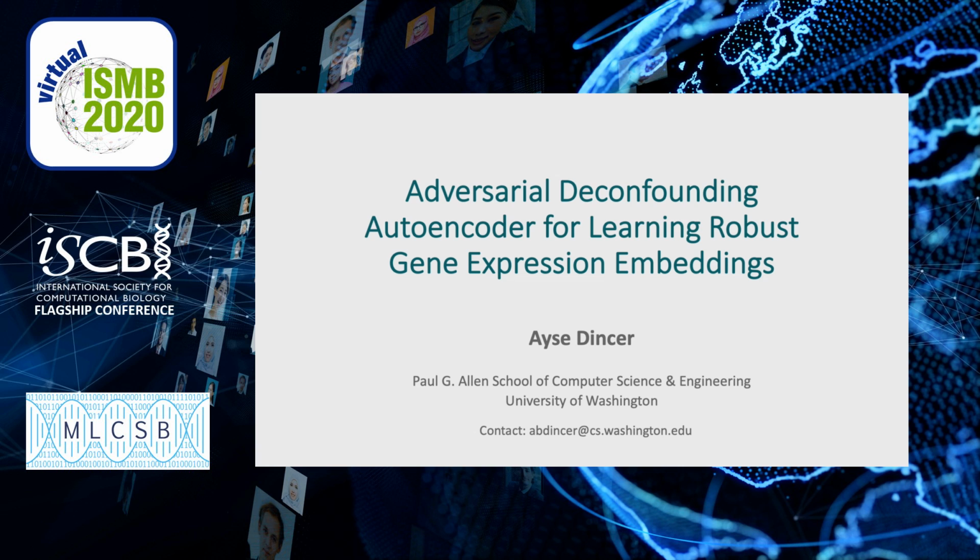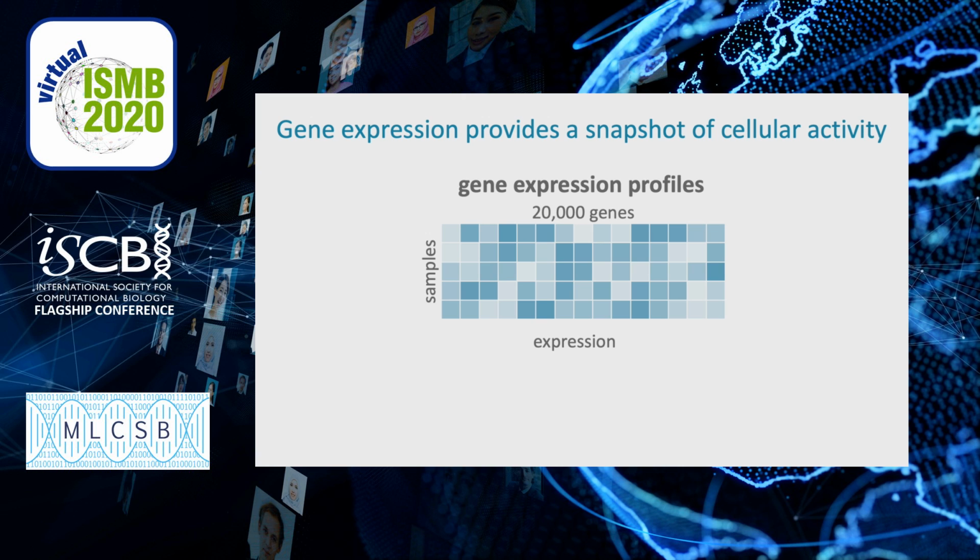Today, I want to talk about my project, Adversarial Deconfounding Autoencoder, for learning robust gene expression embeddings. Gene expression profiles provide a snapshot of cellular activity, which makes it easier for us to understand the associations between disease, expression, and environmental factors. And recently, more and more expression datasets are becoming available, making it possible for us to examine complex nonlinear models, such as neural networks, on various biological problems.